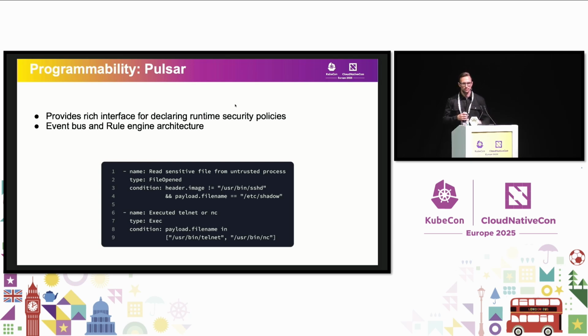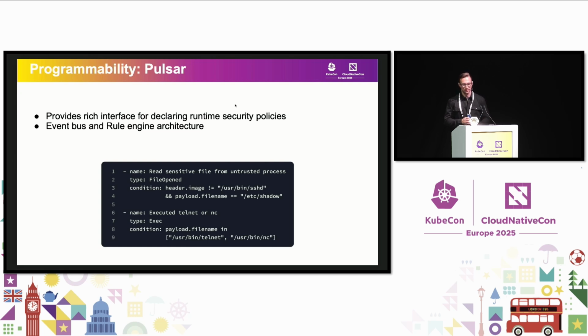Pulsar, being a runtime security project, has this rich interface to define what security policies you're interested in. We can see from this snippet of code down below, we have 2 rules. One of them is looking for sensitive file access. Any process other than SSHD that is accessing the etc shadow file is going to be flagged as a threat because it's unexpected and you need to understand better why that's happening.